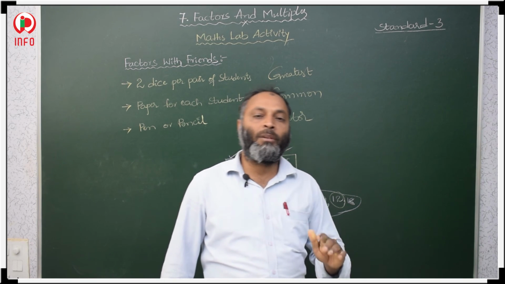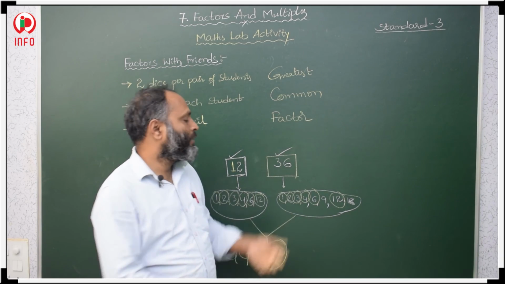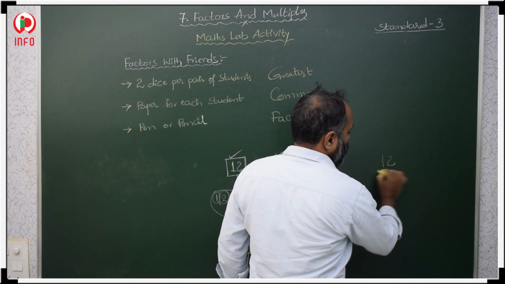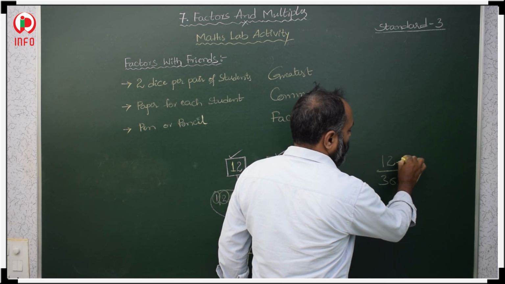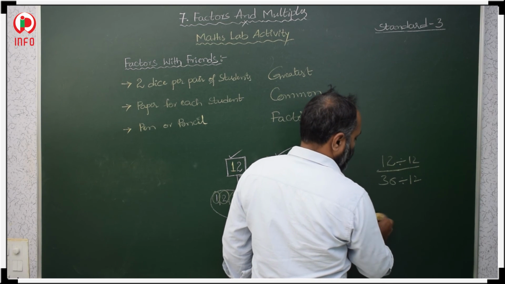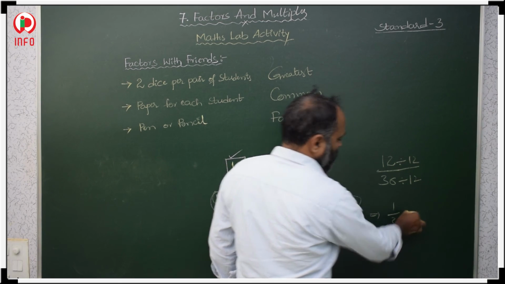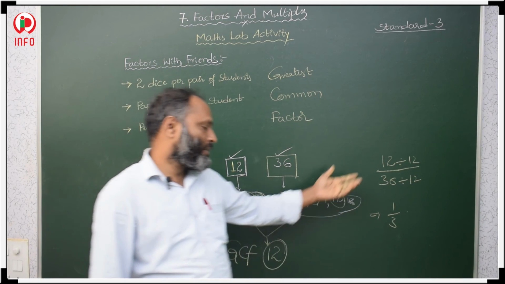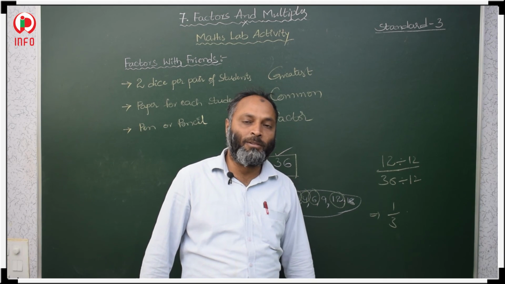If your procedure is correct, then one more thing: you have to simplify the fraction 12 by 36 by dividing with the greatest common factor 12. 12 ones are 12, 12 threes are 36. Then you will get 1 by 3. In this way you can simplify your fraction also.